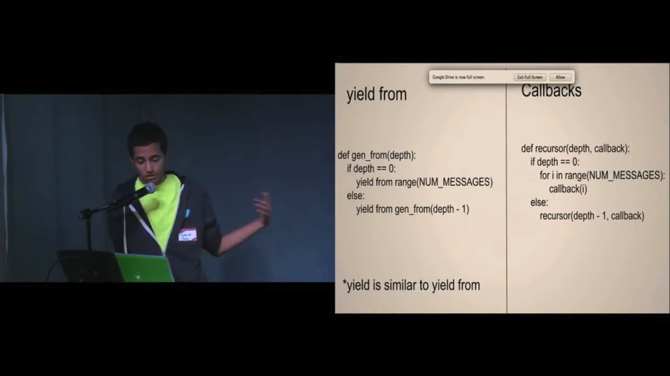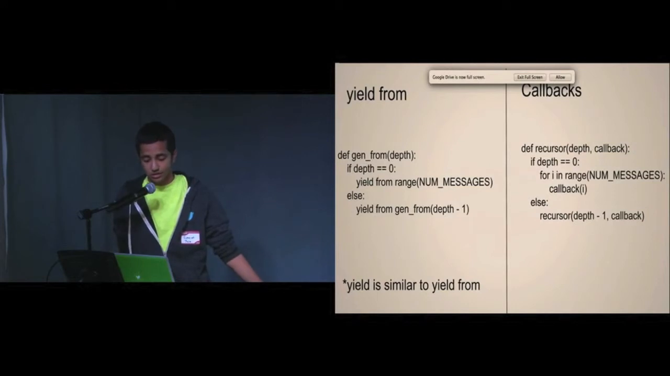Just to clarify these tests, this is what it looked like. It's just a simple recursion. On the left is the yield from case. Just recurse until you hit the bottommost and then yield from a range. On the right is the callback. The moment you yield from the range, you process it using the callback. So here are the results.